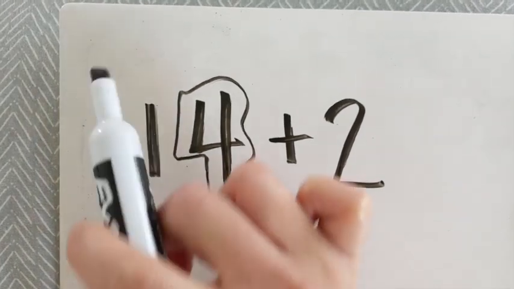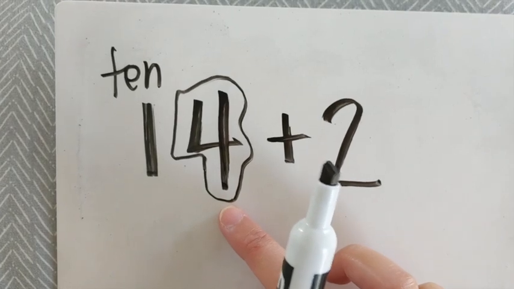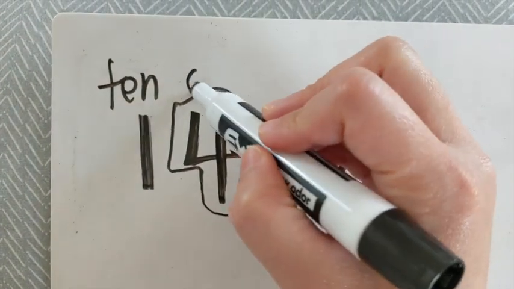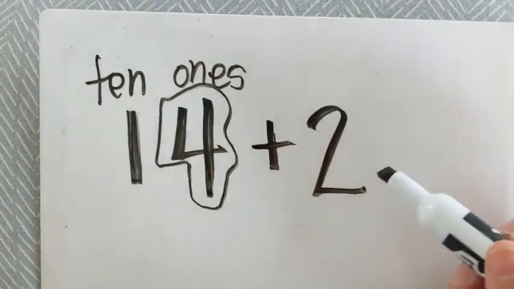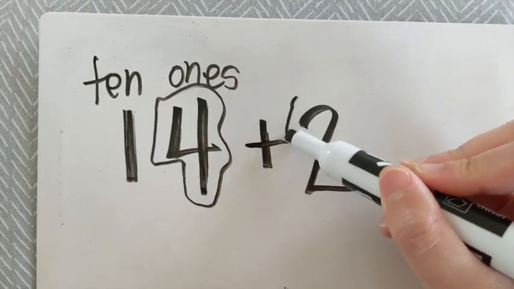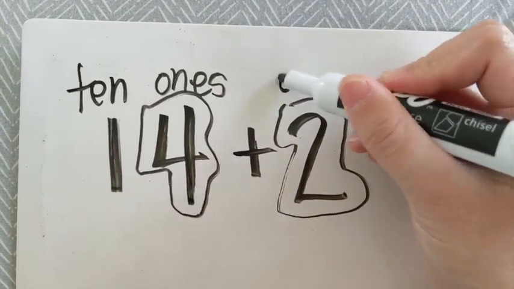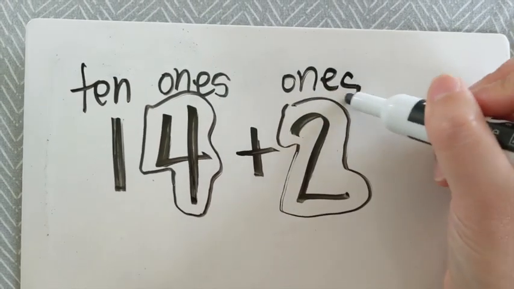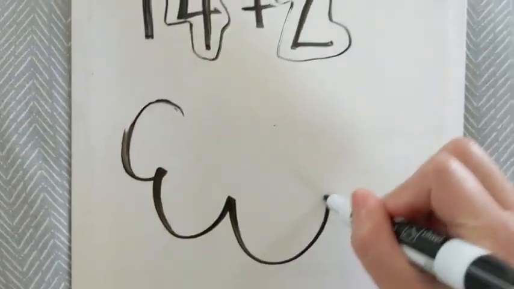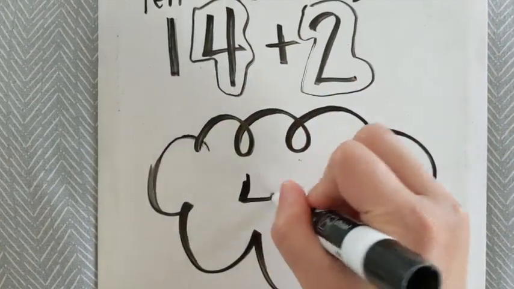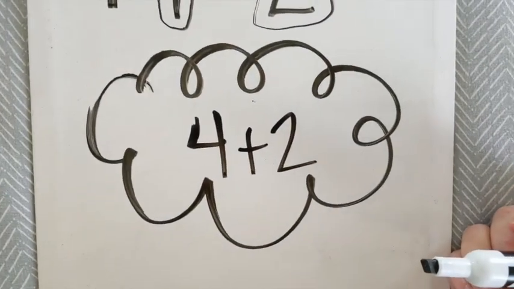You're going to leave the 10 alone for now, and you're just going to notice the 4 ones in your head. Okay, 4 ones. And you're going to add 2 more ones in your head. So in your head, mentally, you are only seeing 4 plus 2. You should be able to do that in your head. So what is 4 plus 2?